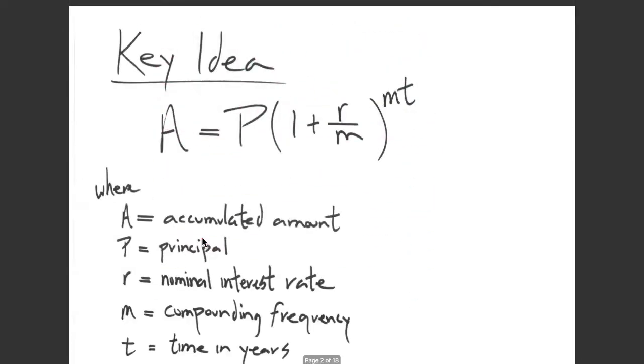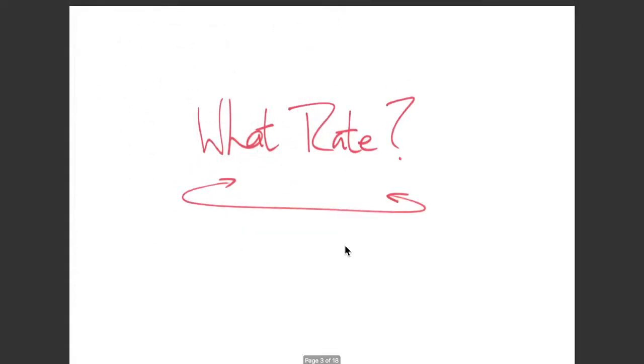The key idea behind all these is just the compound interest formula. The accumulated amount is the principal amount times 1 plus the nominal rate divided by the compounding frequency, and then all that raised to the m times t power, where t is the time in years. So let's see how this formula can work in different ways to get us to answers of various kinds of problems.